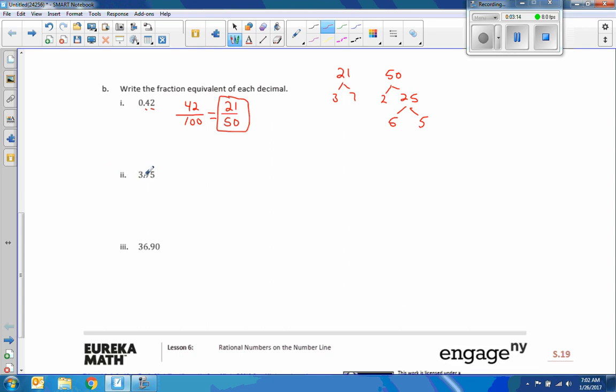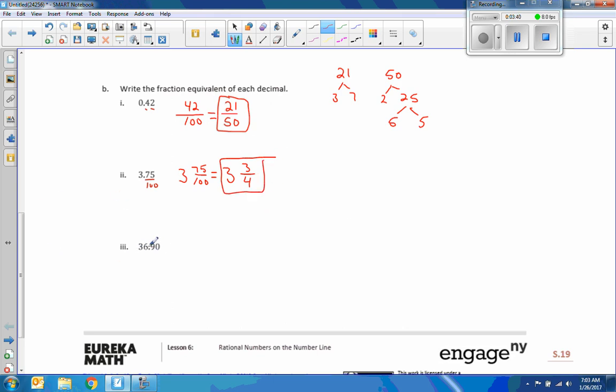Okay, now I have a number in front of the decimal. That's the easy part. It's 3. 0.75, if I put that over 100, it's 75 100ths, and so I will simply write that. Reduce, the 3 stays the same. 25 will go into 75 3 times. 25 will go into 100 4 times. My answer is 3 3/4.